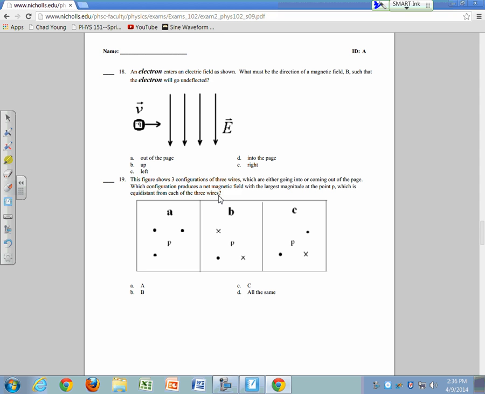F equals QE. I don't know if you remember that. All right, so you don't have to know how to calculate it, but you need to know that it exists. This electric field is down. The force on this negative particle is going to be opposite the electric field. All right, so Fe, for a negative particle, is always opposite the electric field. So I have one force, Fe, that's up. That means I have to have another force, Fb, that's down.